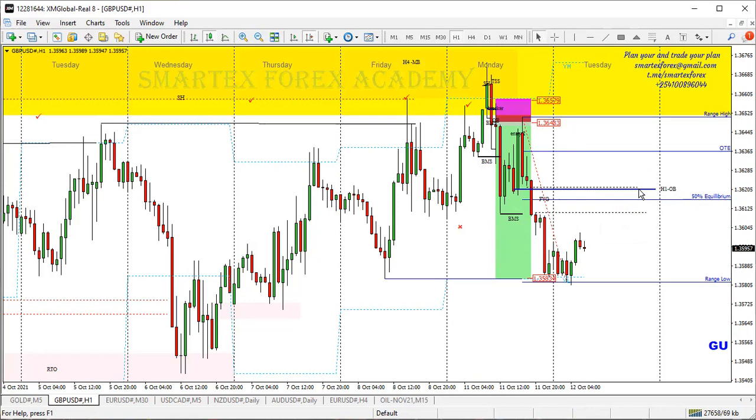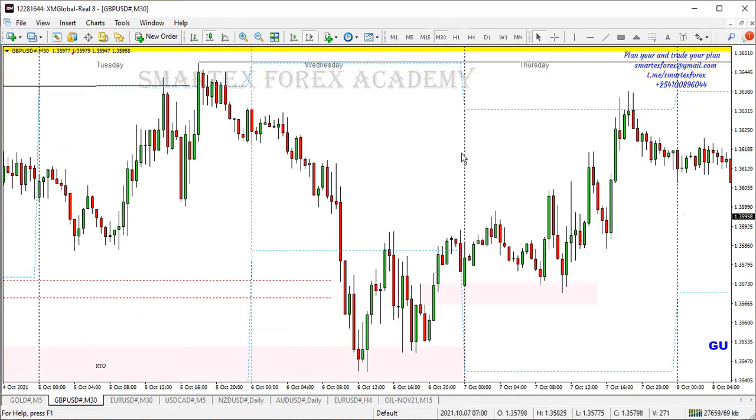I will refine it further, but this will be my entry, this OB, around the 50% equilibrium of this one. So I combine these two as entry zones. And the next target is when it is low. This will be my take profit.